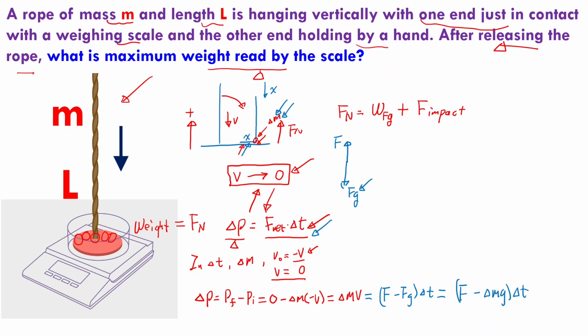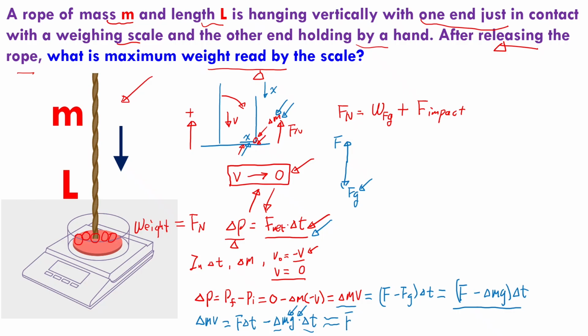And on the left, we have our momentum. On the right, we have our impulse. If we simplify this equation, we get delta m v equals F times delta t minus delta m g times delta t. We know this term right here, delta m times delta t, is a higher order small value, so we can ignore it.